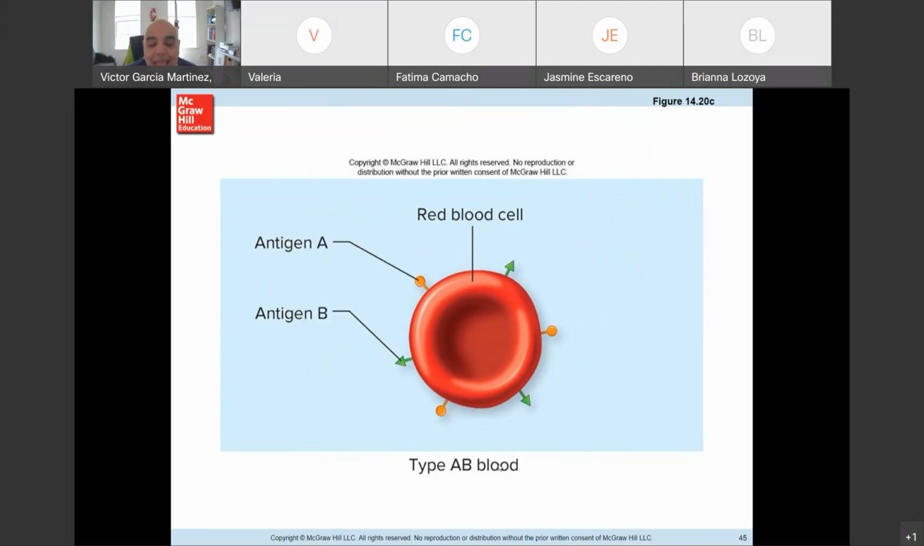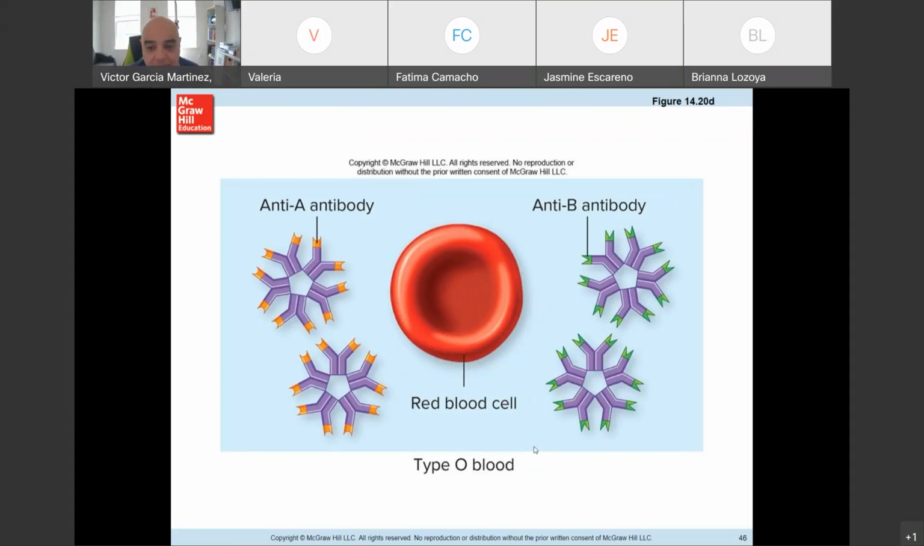Then we have AB blood, and this one has two types of antigens, both carbohydrates on the surface of the red blood cells, but they don't have antibodies. They don't have proteins against anybody. Then they can receive any type of blood because they don't have antibodies. They are universal receptors.